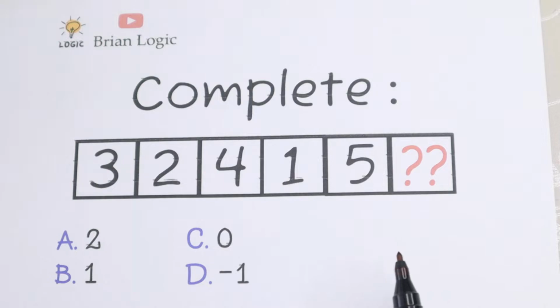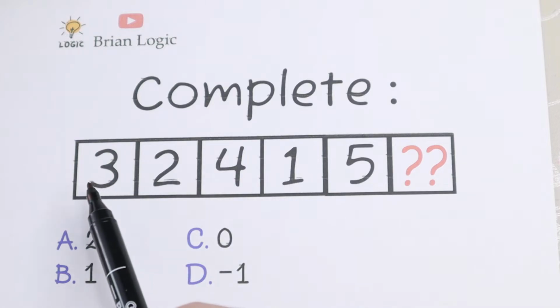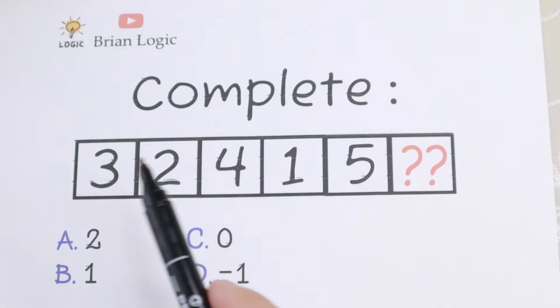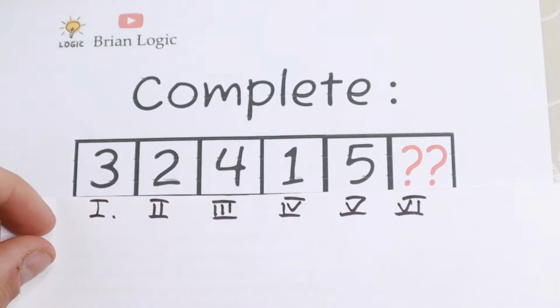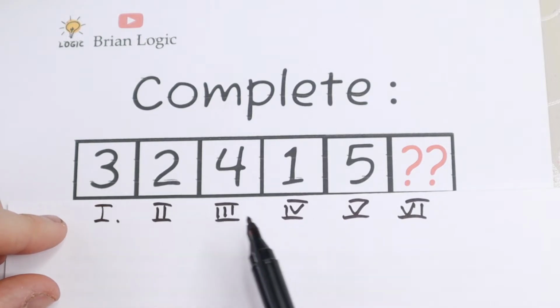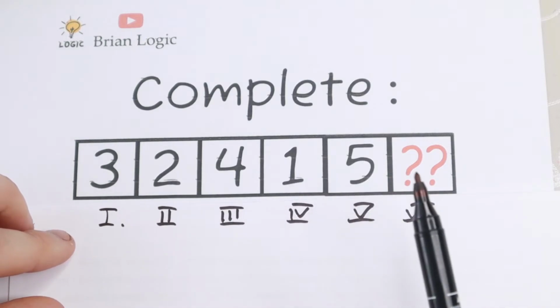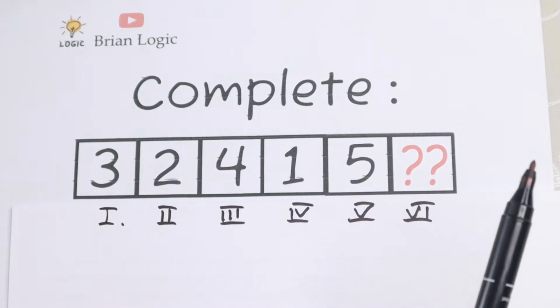So right now let's try to solve it. First of all, I don't see any obvious pattern between all of these numbers with addition and subtraction, because 3, 2, 4, 1 and 5 is not a common pattern. So we need to find another pattern with these numbers. Right here I write the numbers. So this is our first, second, third, fourth, fifth and sixth number. So what I see right now, take a look.